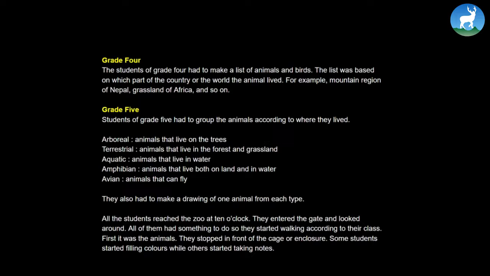Arboreal. Now, here are the words, and here are their meanings given on the right-hand side. Arboreal means animals that live on the trees. Terrestrial means animals that live in the forest and grassland. Aquatic means animals that live in water. Amphibian, animals that live both on land and in water. Avian, animals that can fly. They also had to make a drawing of one animal from each type.